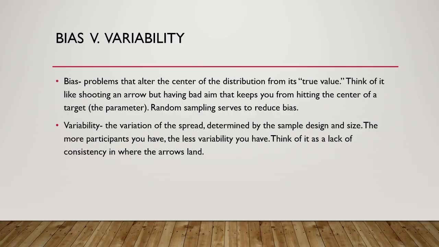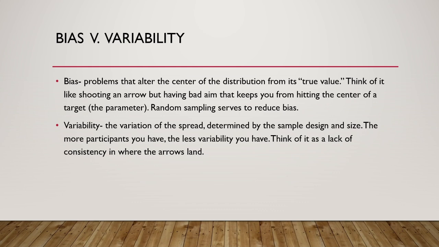So, a little bit on bias and variability. Bias is any problem that alters the center of the distribution from its true value. This could be due to mistakes in the research. This could be because you picked the sampling wrong. This could be because you didn't do the research right. Maybe you made a mistake that pushed your participants one way or the other.